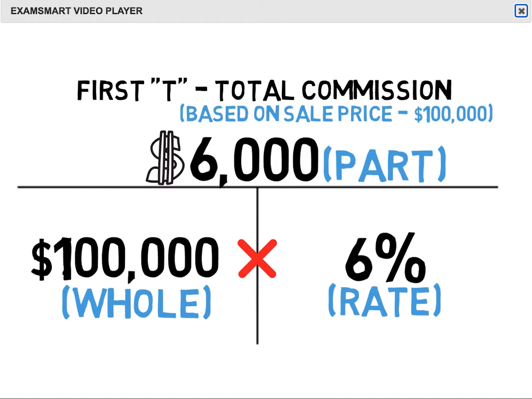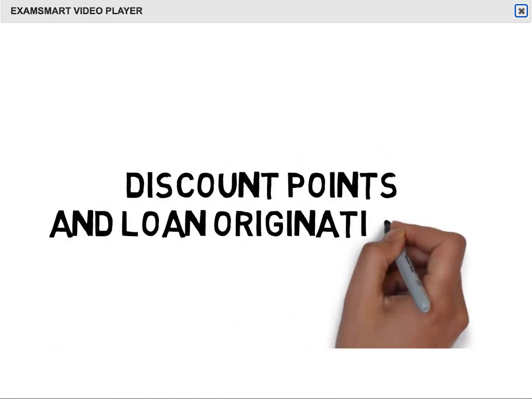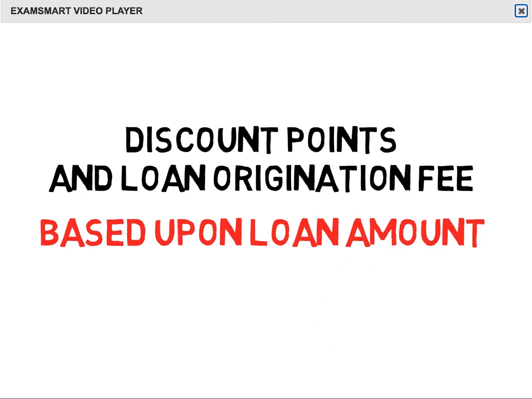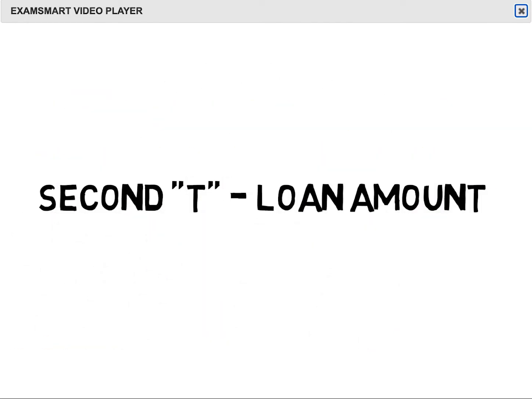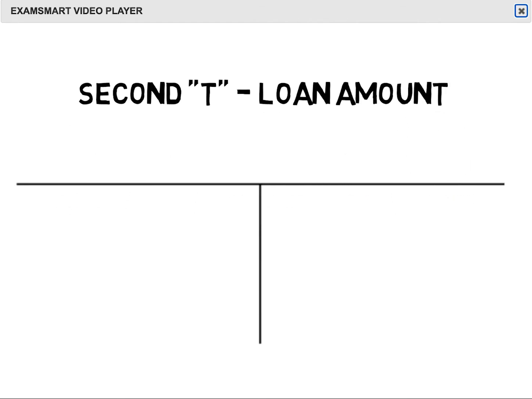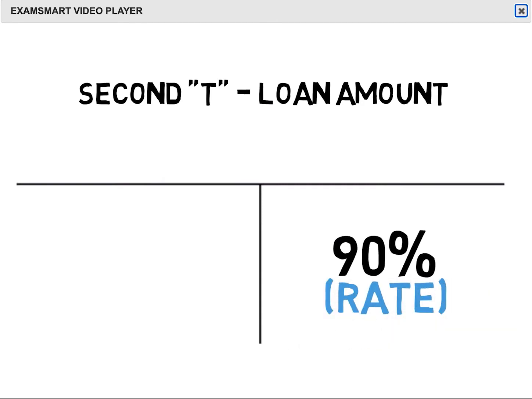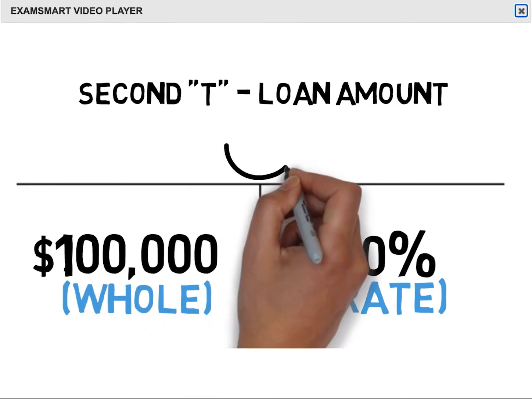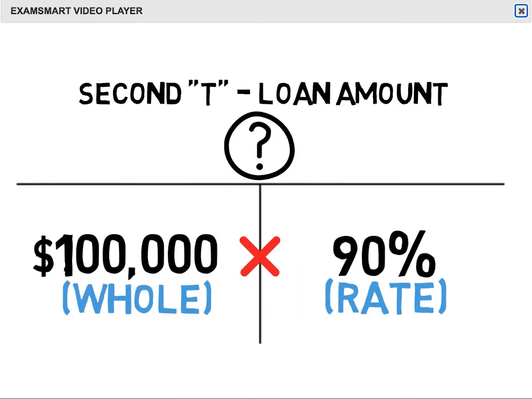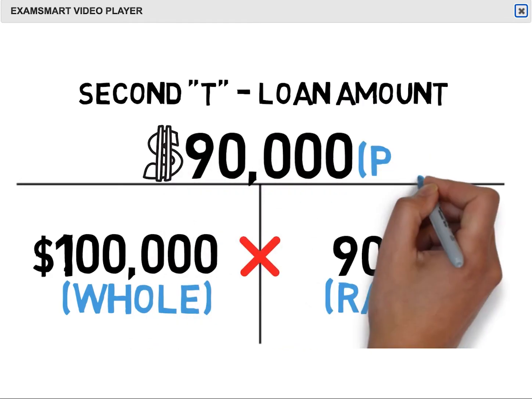The next two items, the discount points and loan origination fee, are based upon the loan amount, not the sale price. So in our second T, we need to figure out the loan amount, which is 90% of the total sale price. So 90% goes on the bottom right. On the bottom left is our whole amount, the $100,000 purchase price. So our formula tells us to multiply straight across. If we take $100,000 times 90%, that gives us our part, or our loan amount, of $90,000.